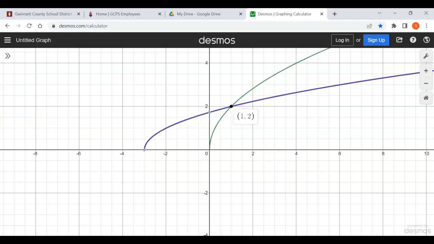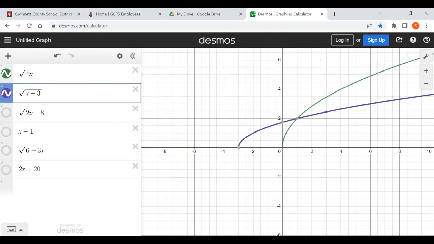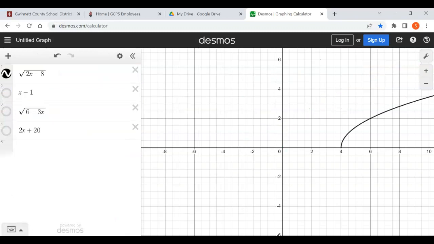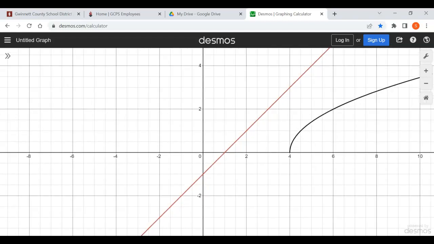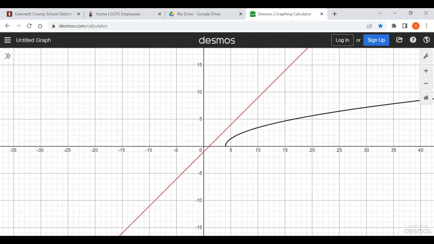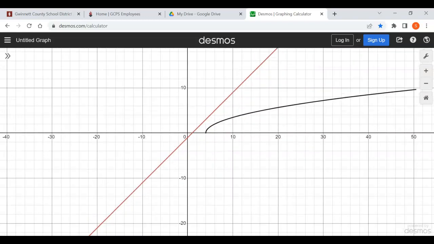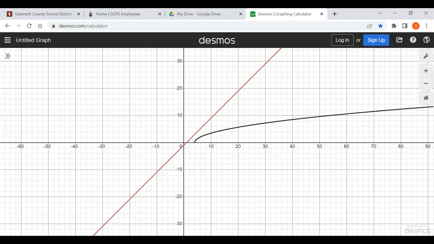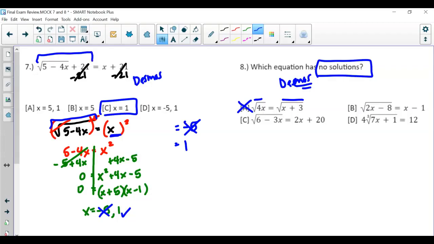So now let's go to B. So I'm going to go ahead, cancel these out, and let's go to B. Again, left side, right side. I'm going to move my window out just to double check, and I'm noticing that these two graphs will not cross each other. They are not intersecting. So that's why the answer here is B.